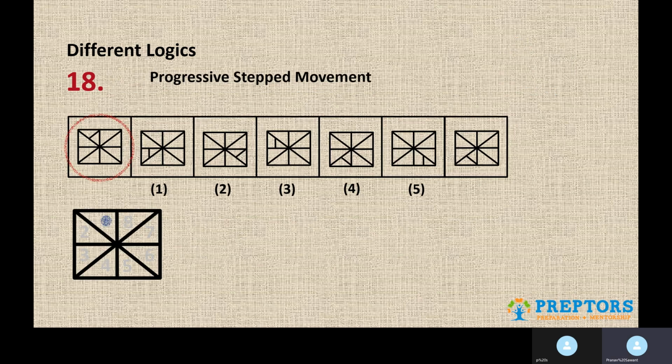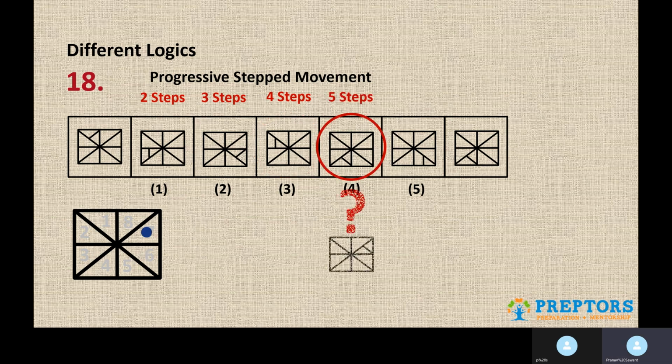Progressive step movement. So this becomes this in the second one, in the first figure. 2 steps. Then it moves 3 steps. Then it moves 4 steps. Then it moves 5 steps. But is it moving 5 steps? No, it is not moving 5 steps. Hence, option 4 is our answer because it is breaking the pattern. It is not following it. It is not moving 5 steps in the fourth option. Hence, option 4 is the answer.